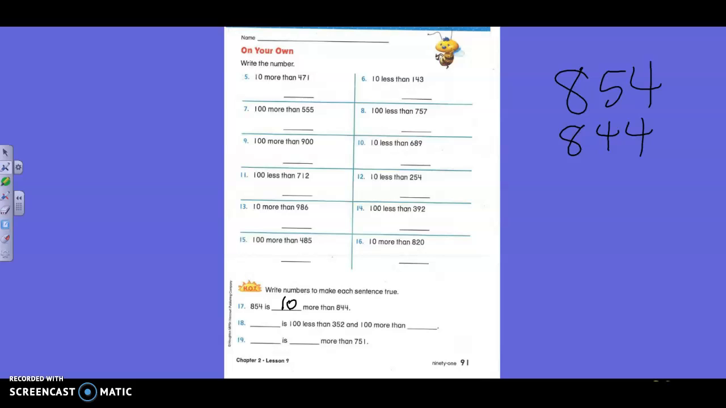Okay, number 18. Blank is 100 less than 352. Stop there for just a minute. What is 100 less than 352? We can keep what numbers? 5 and 2. Now we need 100 less. So 3. Yes, less than 3 would be 2.